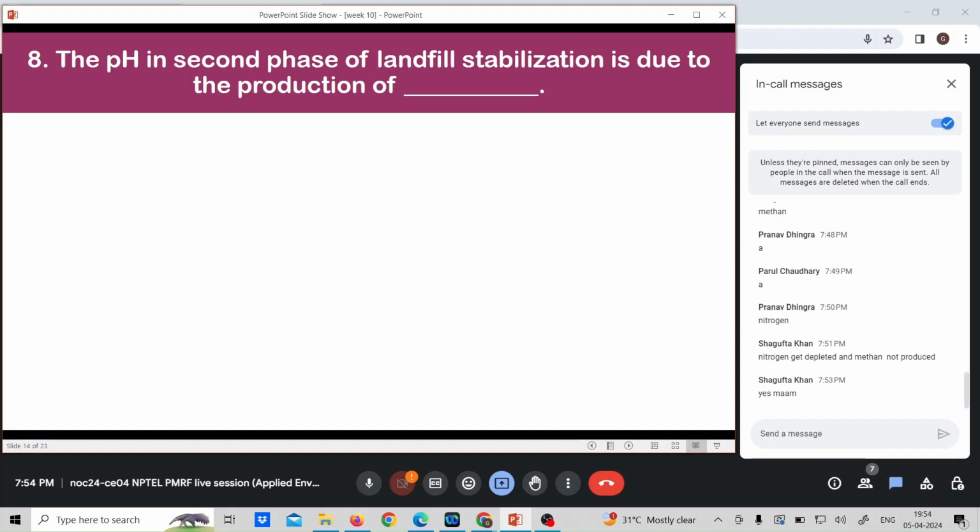Sorry, the question should be: the pH reduction in the second phase of landfill stabilization is due to the production of what? Here I have just left it out. Okay, I'll not be able to write in this mode. It's the pH reduction in the second phase of landfill stabilization is due to the production of what.